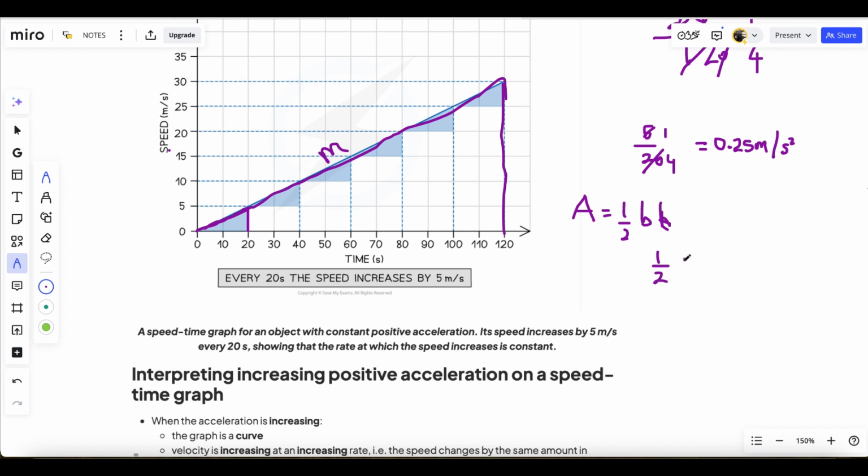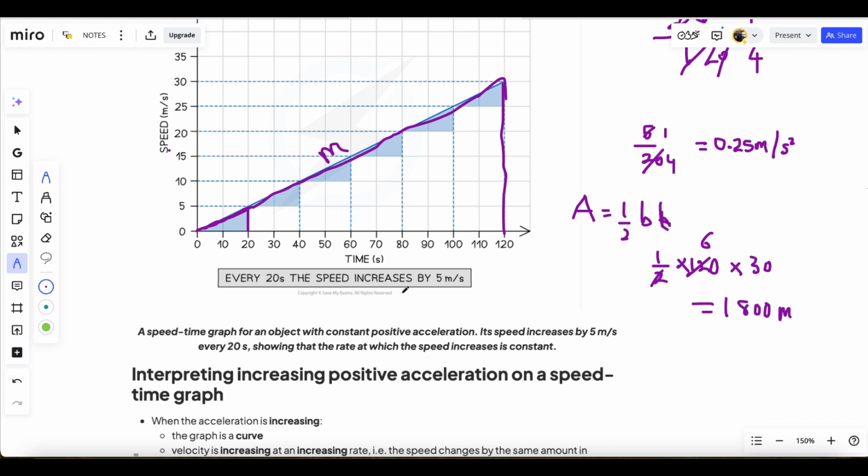So we say 1 over 2 times the base. The base is 120, so times 120 times the height, which is 30. When we do this, we are able to get the distance traveled by this object, whatever object it is. So 2 goes here, we get 60. 60 times 30, we get 1,800 meters. So this will be the total distance traveled by whatever object this is.